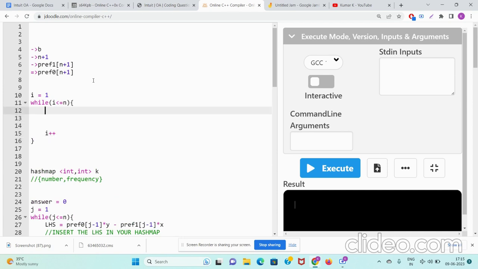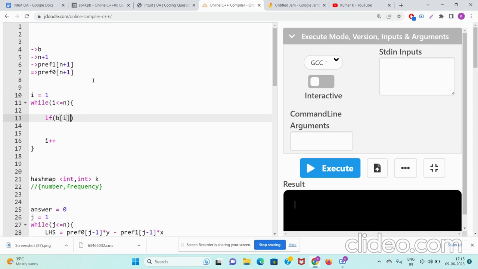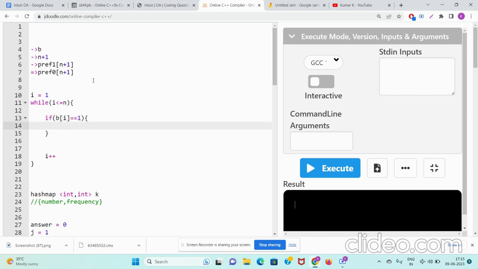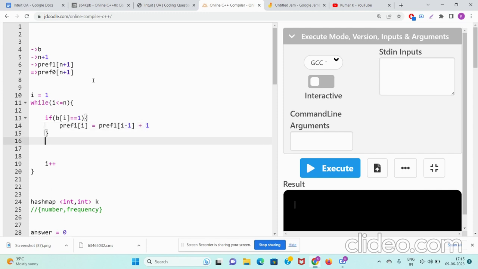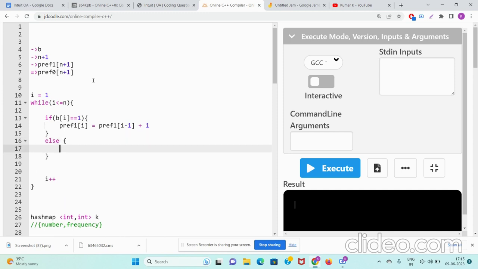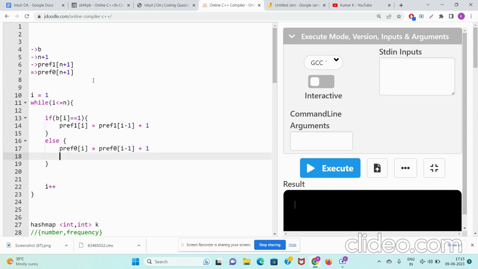What you can do is, if the current element is 1, then pref1[i], the number of ones till index i, is nothing but the number of ones till index i minus 1, plus 1, because now one more 1 has come. And if the number is 0, then the number of zeros till index i is nothing but the number of zeros till index i minus 1, plus 1. And pref1[i] will remain the same.